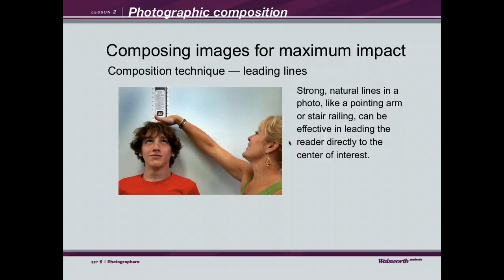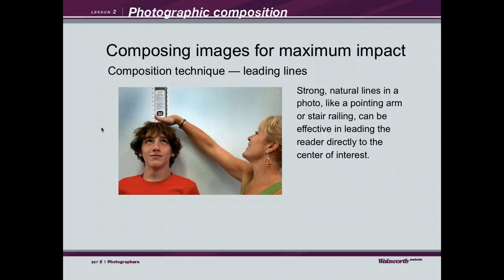The next compositional technique is called leading lines. Leading lines are strong natural lines in a photo, like the pointing arm of the woman here with the young man on the right side, that helps to lead the reader or the viewer to your center of interest. So by using the leading line of her arm here, going up to our center of interest, it leads us to the young man in this photograph, and it can be a very strong and powerful compositional technique.